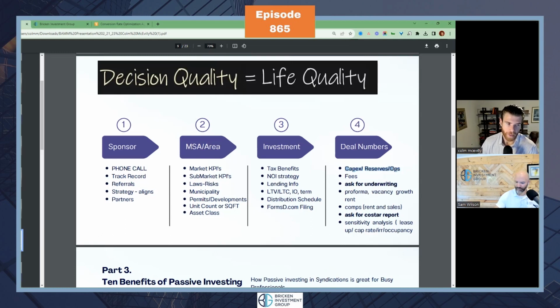And sometimes the CapEx or the reserves are huge. And you go, why do we have $5 million of reserves? And they say, well, we're raising distribution reserves. It's like, wait, you're raising money just to give me back my own money? What the heck is that? But that's a project that I came across about a year ago. It's kind of funny.